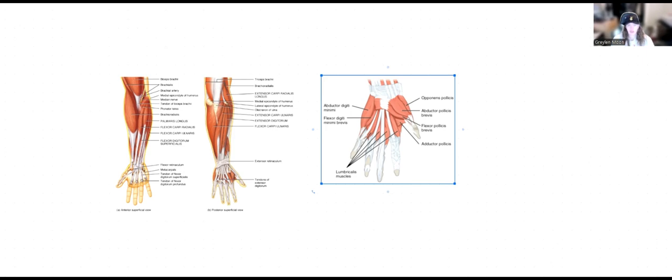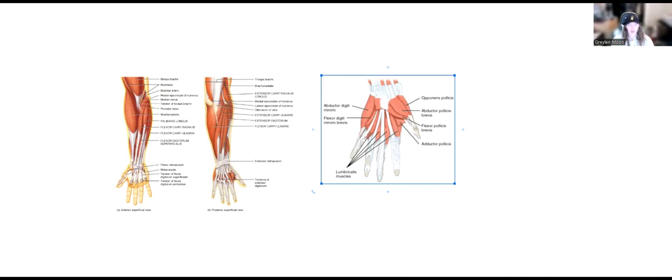Then we can talk about some of the intrinsic hand muscles right here. So we have the thenar eminence on the thumb. That's where we're going to have our abductor pollicis brevis, flexor pollicis brevis, and opponens pollicis right there. What we call opposable thumbs, right? That's kind of where that's happening right there.